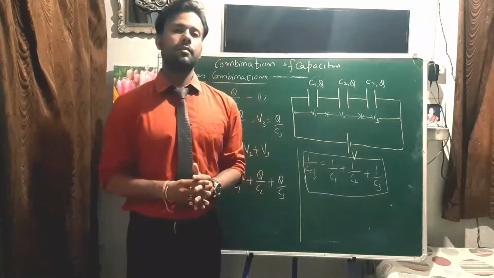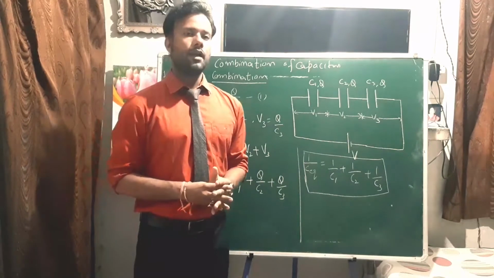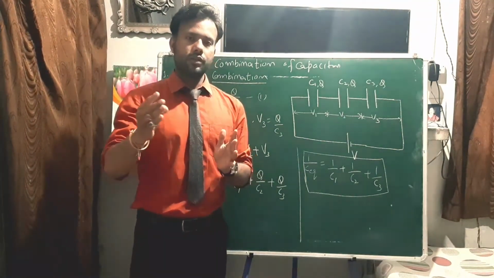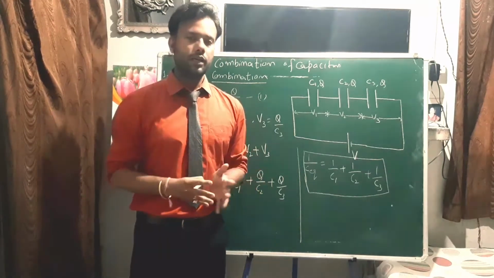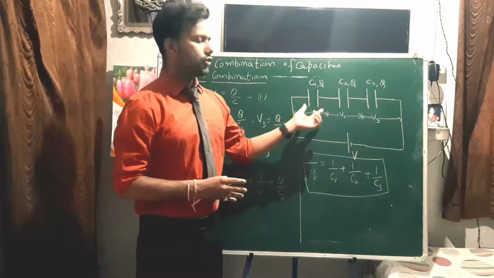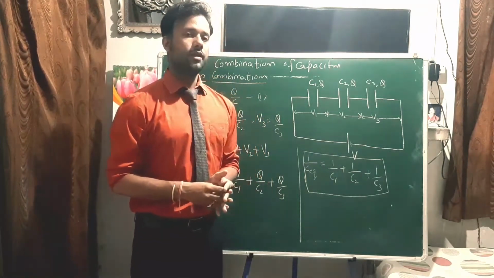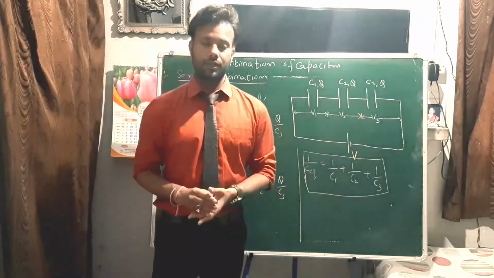But the charge remains constant, because in series, like in the series resistance case, the current remains constant, and current is nothing but Q by T. So that is why the charge on each capacitor will be the same. The same charge will be induced in each of the capacitors, right?